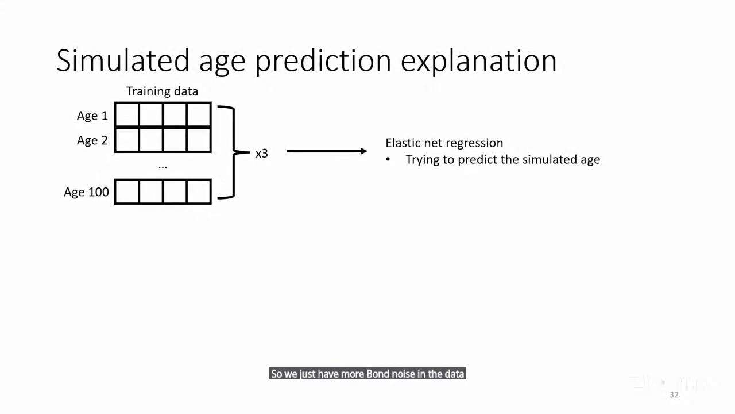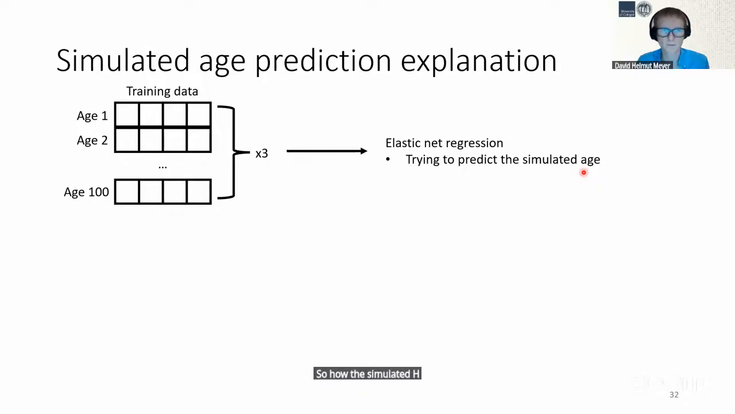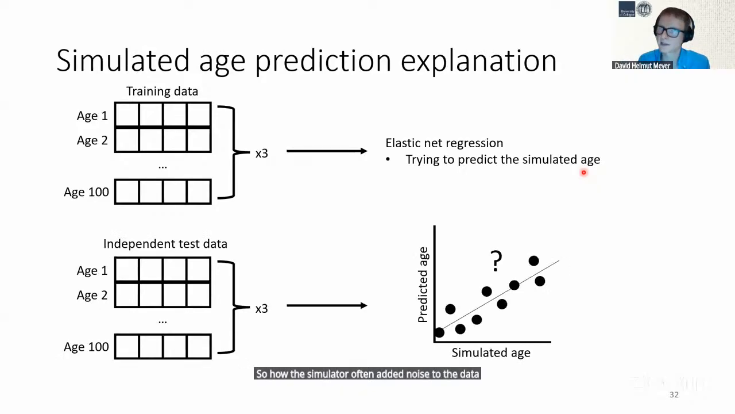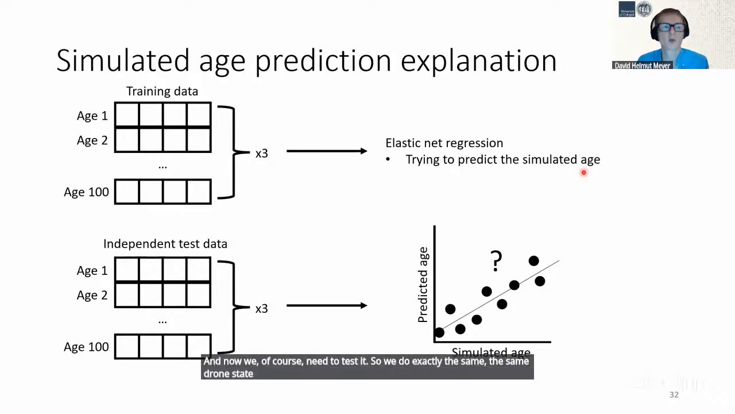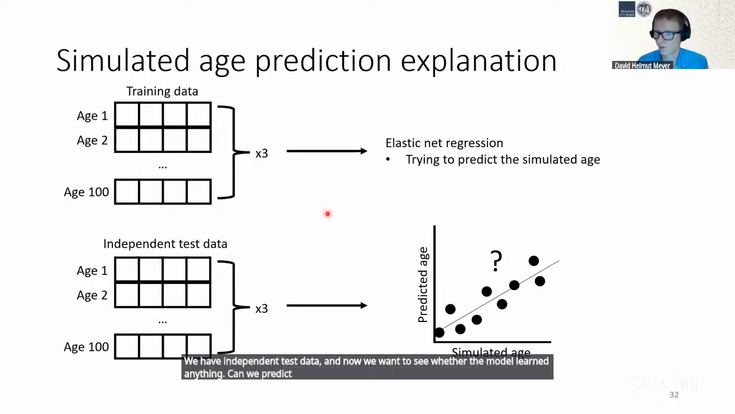So we just have more and more noise in the data. And now we use this data set to train a predictor. This is just a linear regression model. And we just try to predict how often we added noise, the simulated age. And now we, of course, need to test it. So we do exactly the same: ground state, we add noise, we have independent test data. And now we want to see whether the model learned anything. Can we predict how often we added noise to the data?